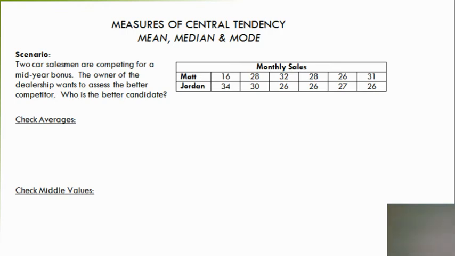So here's Matt and Jordan, and how many sales they made over those 6 months. Matt made 16, then 28, then 32, then 28, then 26, then 31. Jordan made 34, 30, 26, 26, 27, 26. I find it hard to just eyeball this to tell whose average is greater, so it will be better to do the math. Let's check their averages.